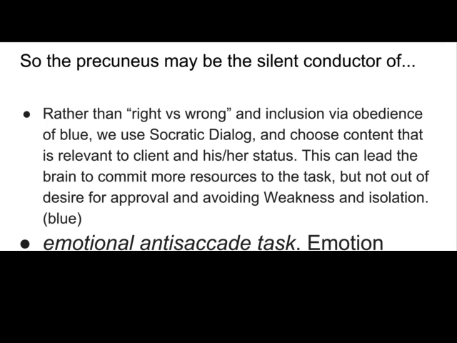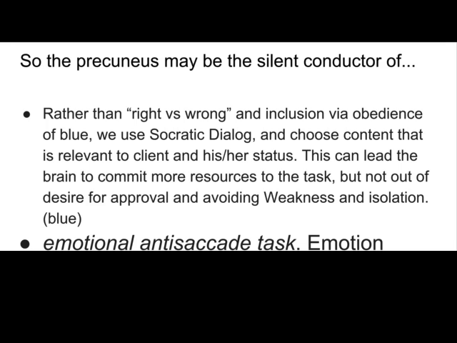So first of all, the brain is committing more resources to the task, but we're doing this not out of a desire to get approval or raise your status or to avoid weakness or isolation or rejection, which is all stuff that's operating at the blue level in Spiral Dynamics. We're doing this instead to explore what are your preconceived notions about yourself based on the questions that I'm asking. In other words, the questions I'm asking are inspiring you to look beyond your limitations.